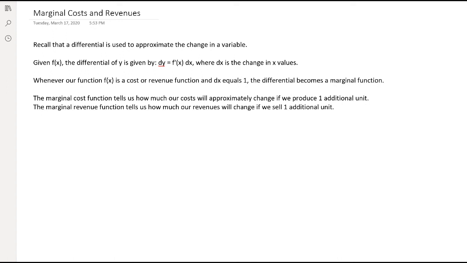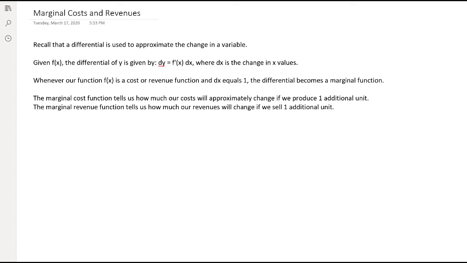All right, in this video, we're going to go over the concepts of marginal cost and marginal revenues. Really, marginal costs and marginal revenues are just special cases of differentials. If you recall earlier in class, we discussed what a differential is. Let's recap real quick. Recall that a differential is used to approximate the change in a variable.